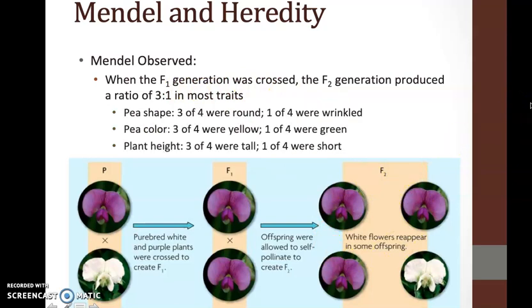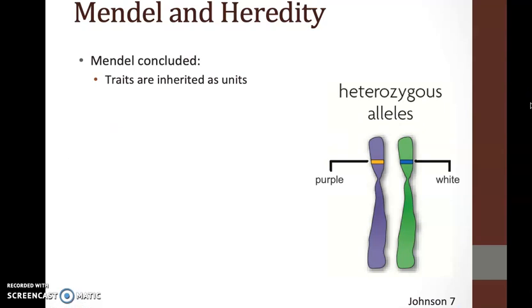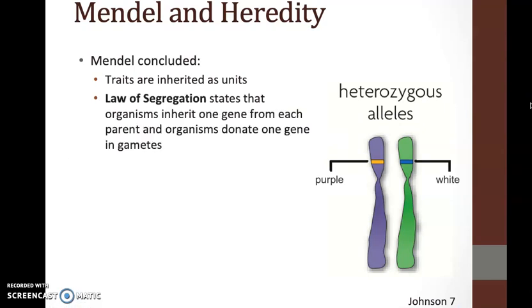So Mendel concluded 2 things. The first thing he concluded is that traits are inherited as units. Okay? And the second thing he concluded was the law of segregation. He states that organisms inherit 1 gene from each parent. So 1 gene coming from each parent. Those are the 2 things that Mendel concluded.